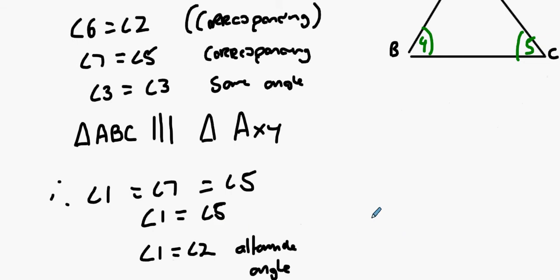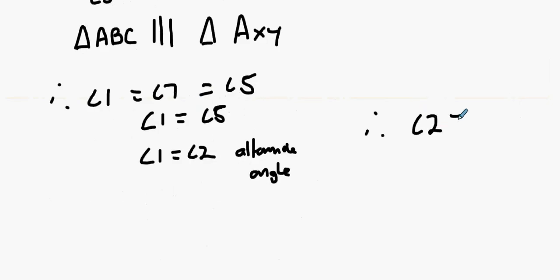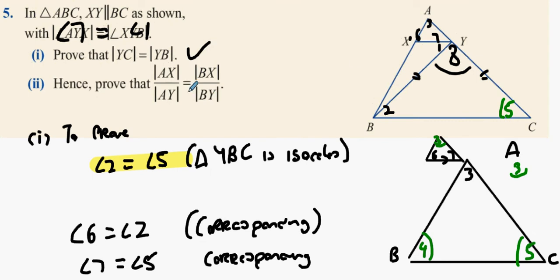Therefore, to prove this question, angle 2 equals angle 5, which makes this isosceles. Didn't read all the information, my bad. And to prove that AX over AY is equal to BX over BY. Alright, that's handy enough.